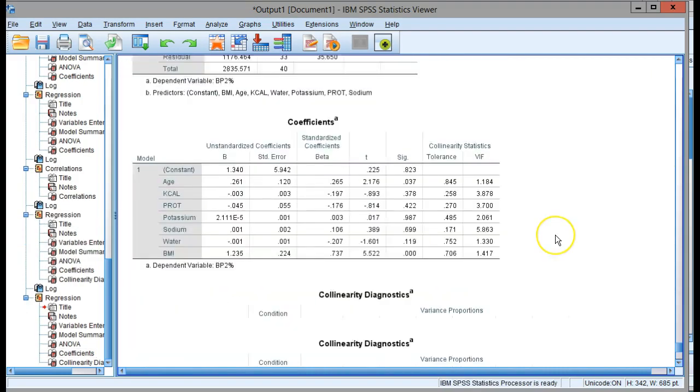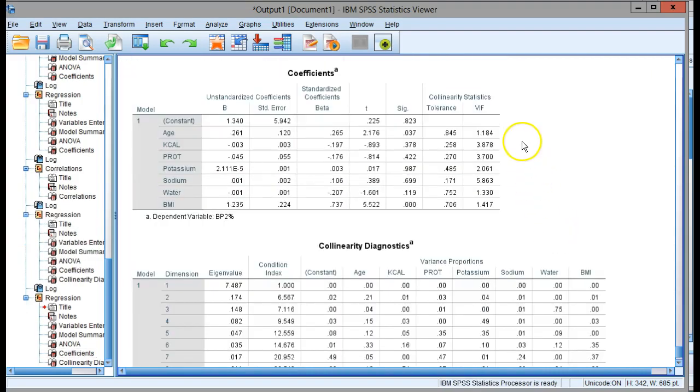So now I'm going to run that model again, and here I am. Now you can see the VIF values are all below 10. Still, there is a concern. Sodium has a VIF of 5.8, and if you recall, if those numbers are above 2, you might also have a problem. So even with kilocalories and protein, I may have a problem here.